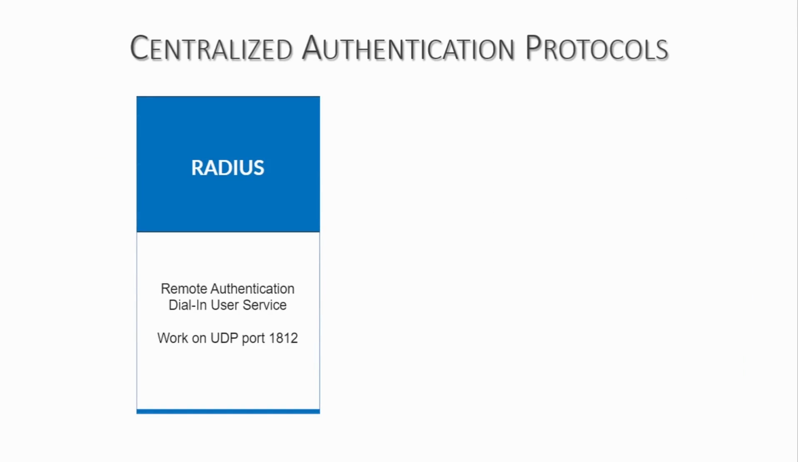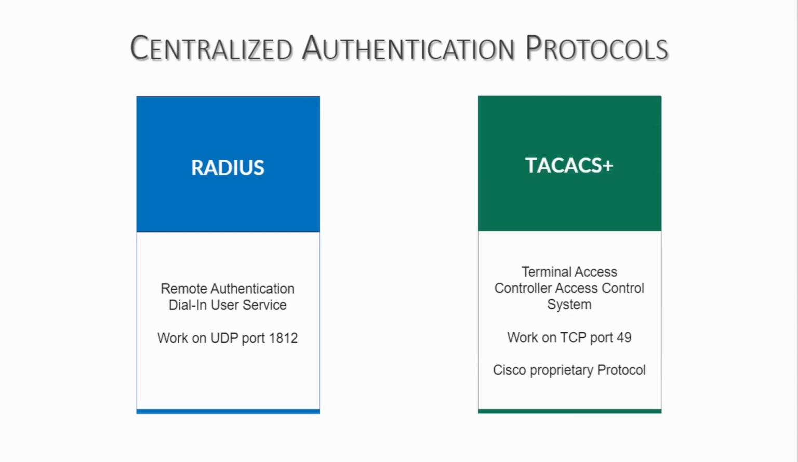It provides authentication and authorization for the different resources and systems that receive requests from the users, and it works on UDP port 1812. There is also TACACS Plus, which works on TCP port 49, and it's a Cisco proprietary protocol. These two are common security protocols used to provide centralized access in networks.